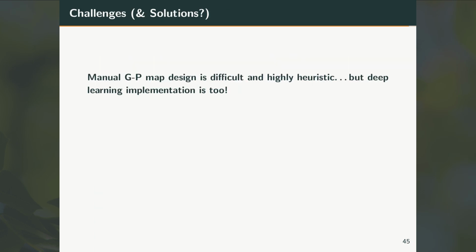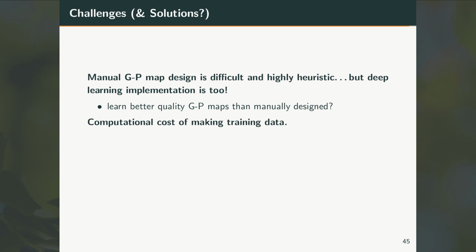with the indirect mapping. Another concern, I especially felt this running these experiments, is that manual genotype-phenotype map design is difficult and highly heuristic, but we all know that deep learning is black magic, right? So again, even though we have to do black magic manual labor either way, hopefully we can get better quality outcomes in some cases than manual design, right?